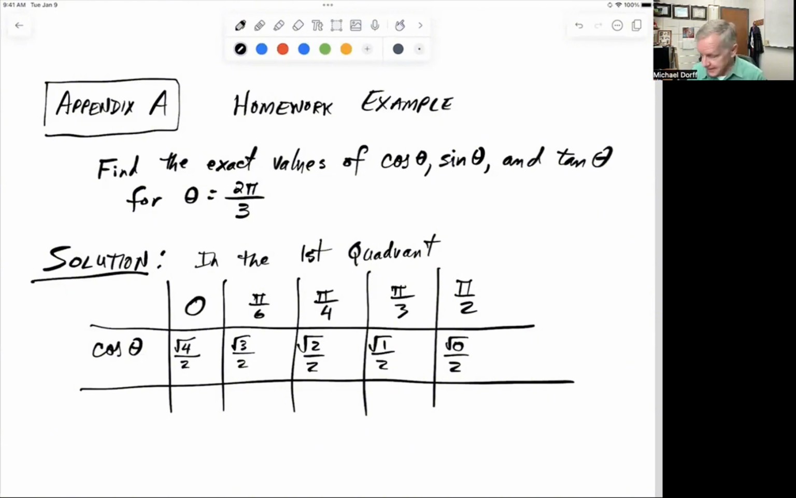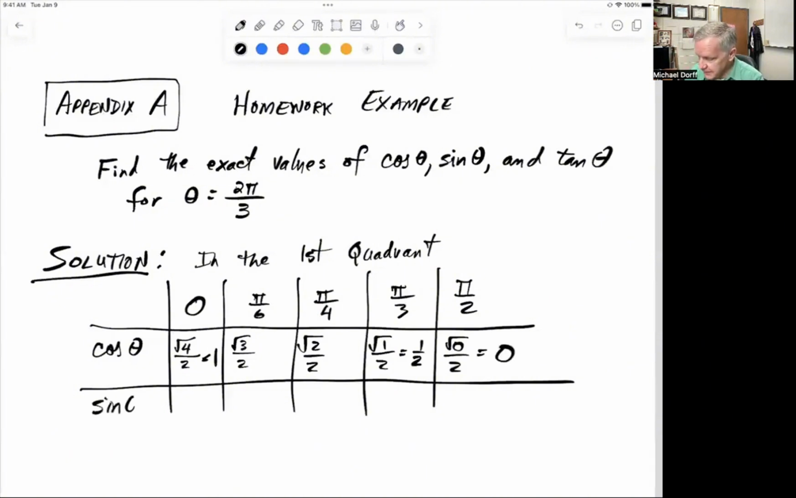Now we can simplify these. Square root of 4 is the same as 2, so 2 over 2 is 1. So this is more commonly known as 1. Square root of 3, it's not easy to simplify, so we leave it as that. Square root of 2, same thing, we leave it as that. Square root of 1 is 1, so we write that as 1 over 2. And square root of 0 is 0, so we can just write that as 0.